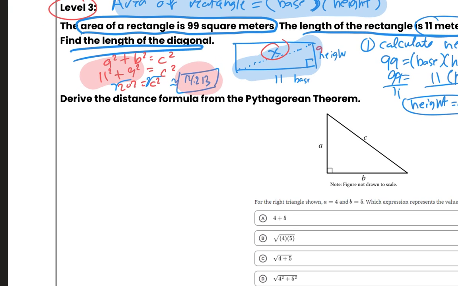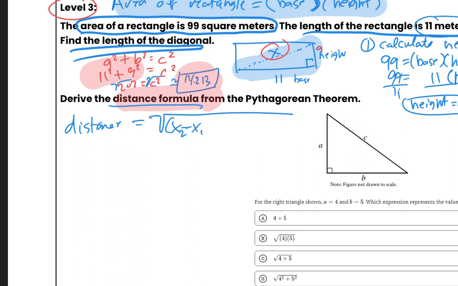Derive the distance formula from the Pythagorean theorem. We need the distance formula, so we remember the distance formula. That's going to be the square root of x2 minus x1 squared plus y2 minus y1 squared. You may have remembered that, or may have forgotten that from earlier in the year. All right, so we need to get to there from the Pythagorean theorem.